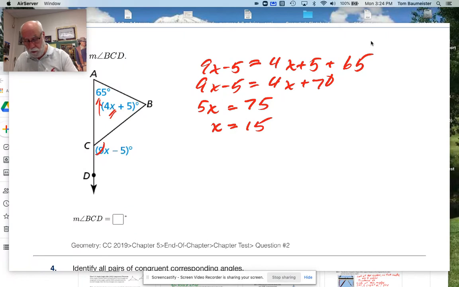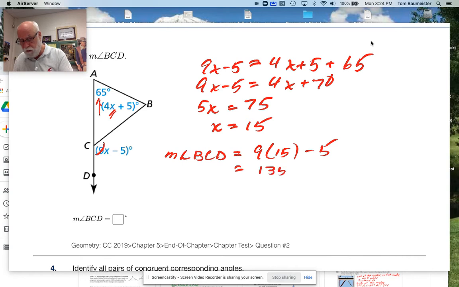Again, that's not what they wanted. They want the measure of angle BCD. So I'll take 9 times 15, and I'll subtract 5. So 9 times 15 is 135, minus 5. That'll give us 130 degrees. So that's 130 there. Again, I don't have to put the degree symbol.